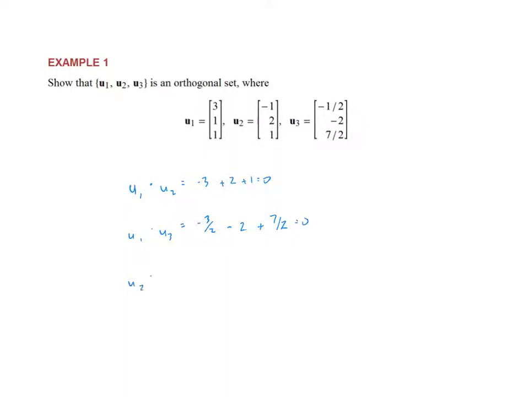And then u2 dot u3, we get +1/2, we get -4, and +7/2 when you do that product. 7/2 add 1/2 is 8/2, which is 4, minus 4 is 0. There we go. So we have 3 dot products to verify that set is orthogonal. So that's an orthogonal set.